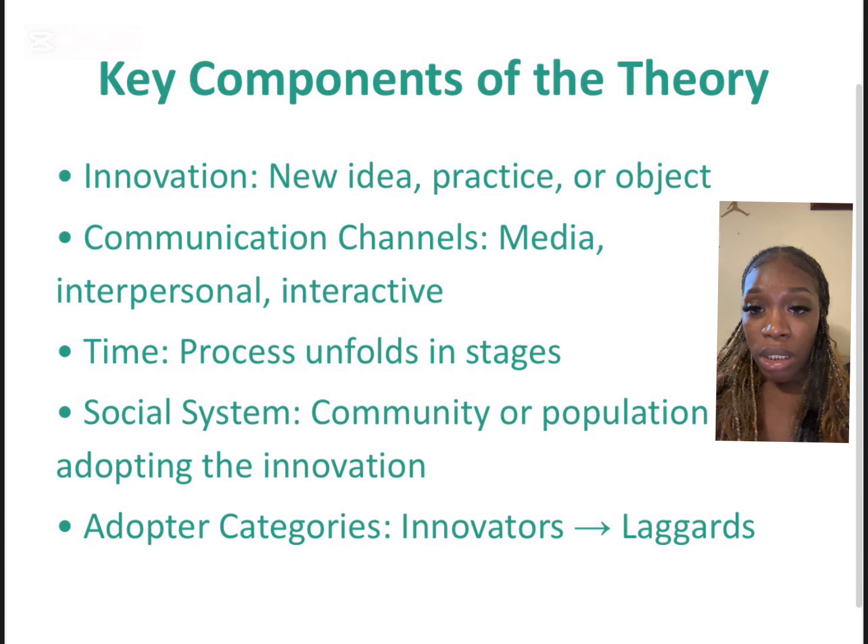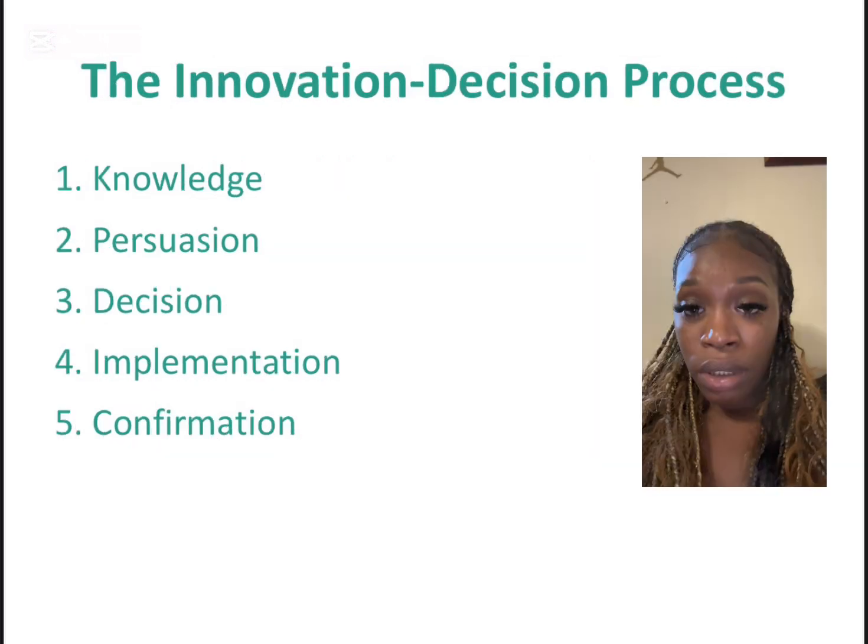Key components of the theory. There are 5 key parts in this theory. You'll start with the innovation itself, what's new. Then you'll have the communication channels, which are how people hear about it. Time reflects the process of adoption. The social system includes the groups or communities involved. And finally, you have the adopter categories, different types of people who adopt the innovations at different stages.